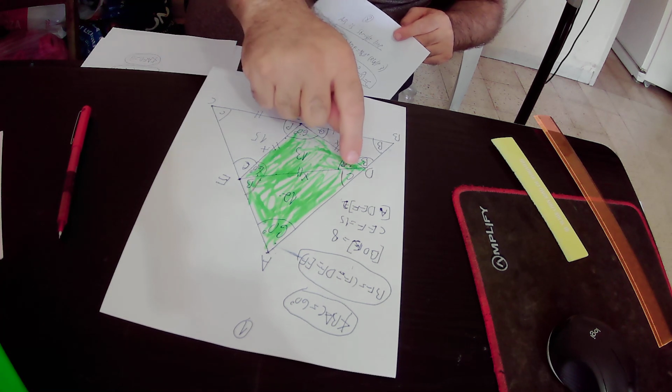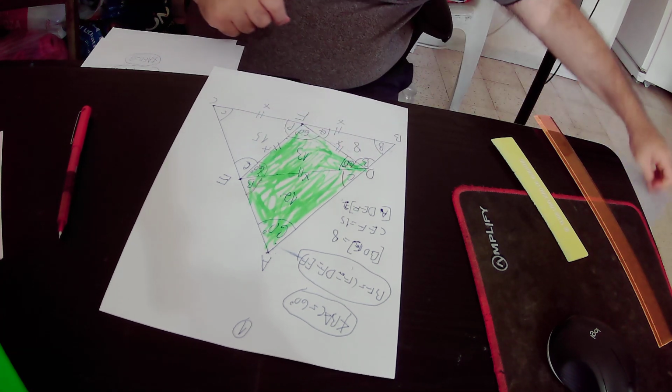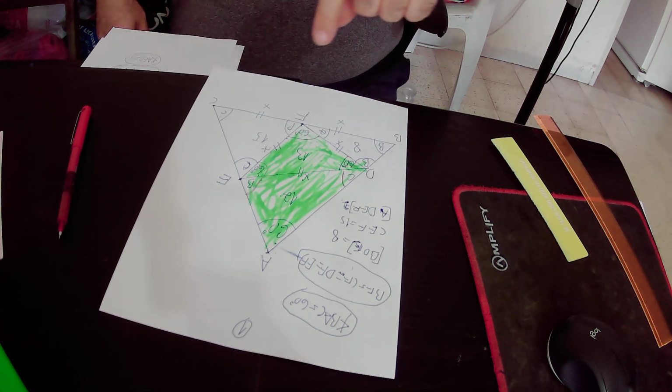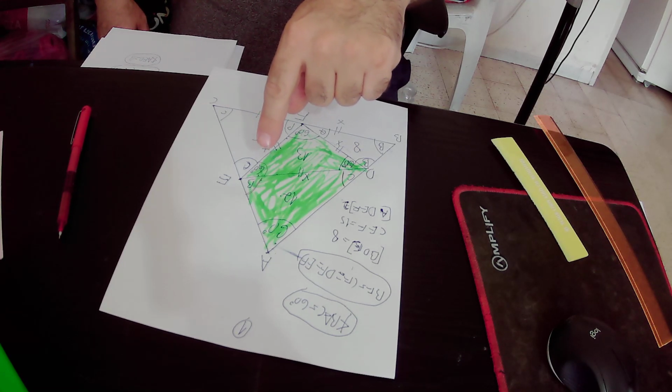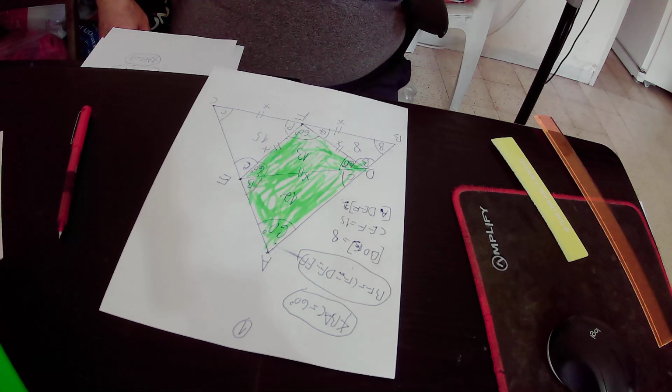So this angle equals C. Then we repeated the same process on this side of the triangle, on the other side of the triangle.